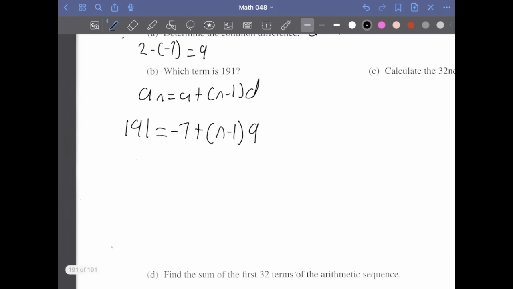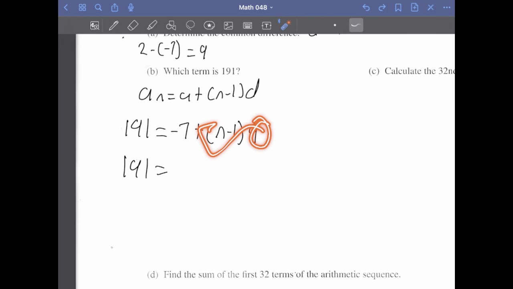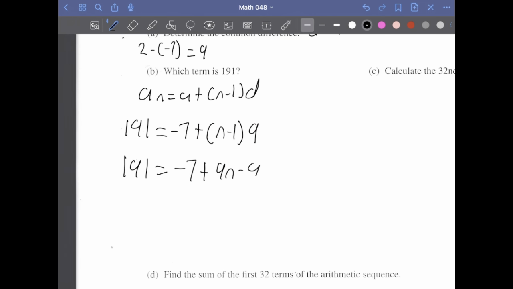And now we could simplify. So 191 is equal to, this 9 is being distributed just because it's in the back. It's the same thing as it being in the front. We distribute the 9. So that'll be minus 7 plus 9n minus 9. Simplify. 191 is equal to minus 7 minus 9 is negative 16 plus 9n.